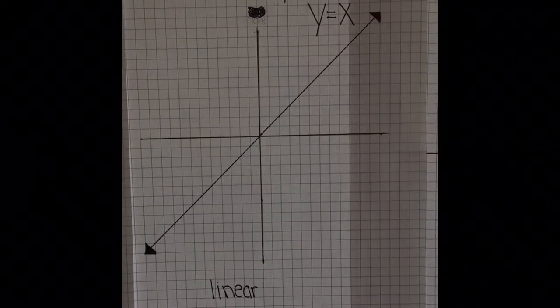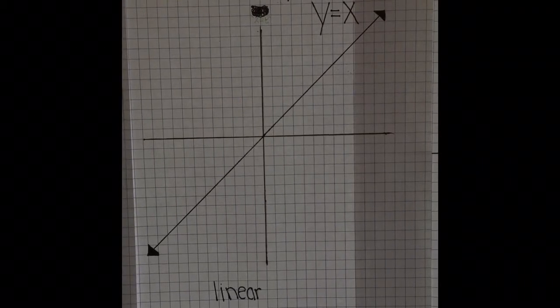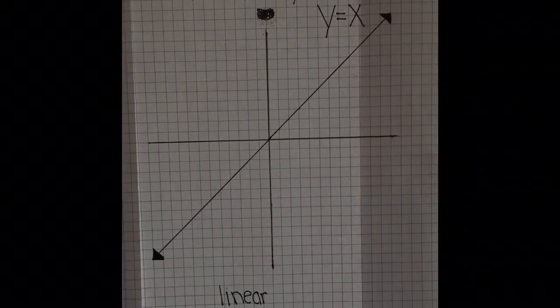First, look at the equation. Second, find 2 points on the graph that satisfy the equation. And finally, graph the linear function through the origin 0, 0.